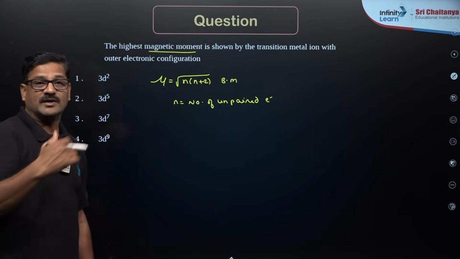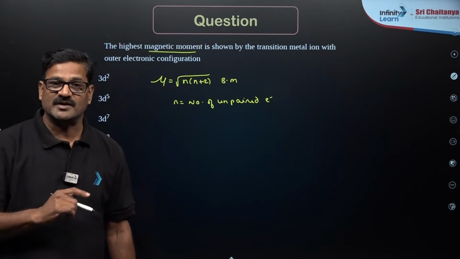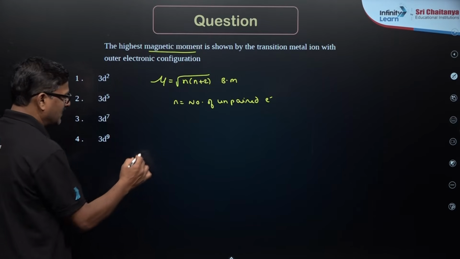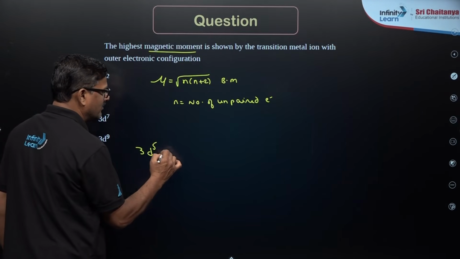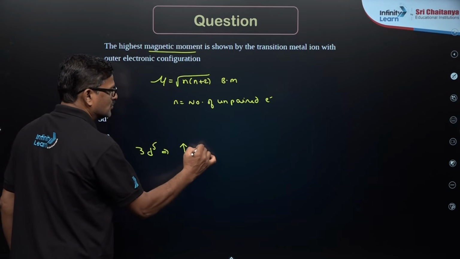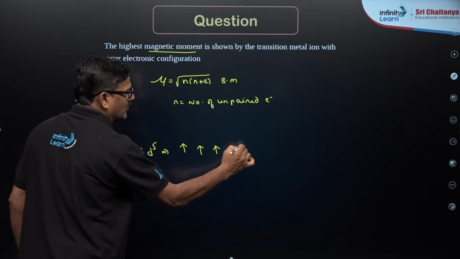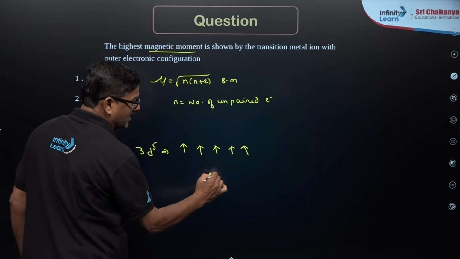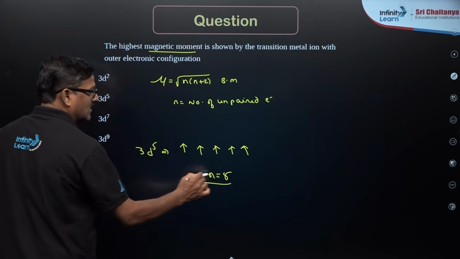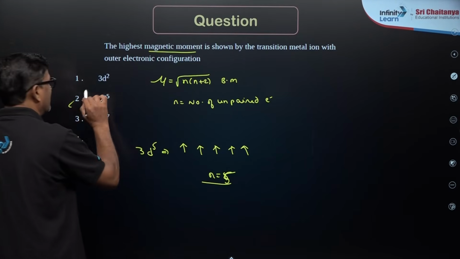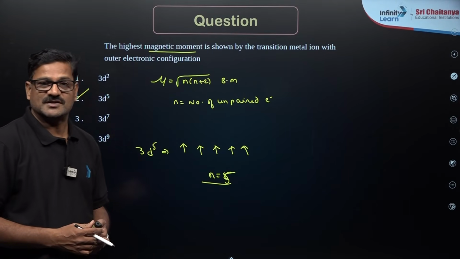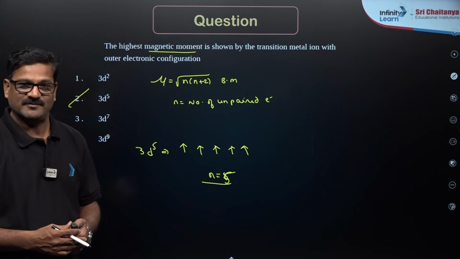If n value increases, magnetic moment is going to be increased. If you say 3d5, you will be having 1, 2, 3, 4 and 5. N is equal to 5. Highest magnetic moment is n is equal to 5. Highest magnetic moment is shown by 3d5.